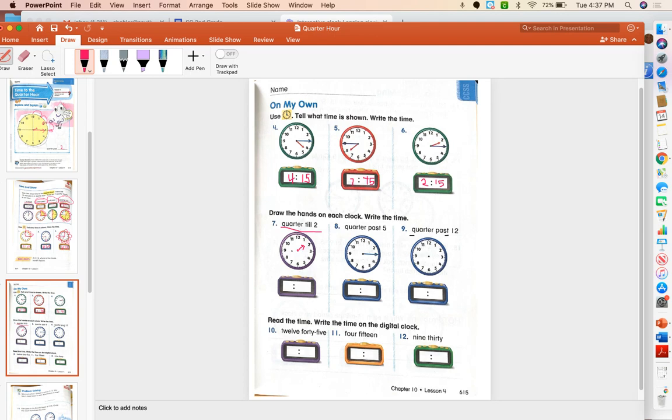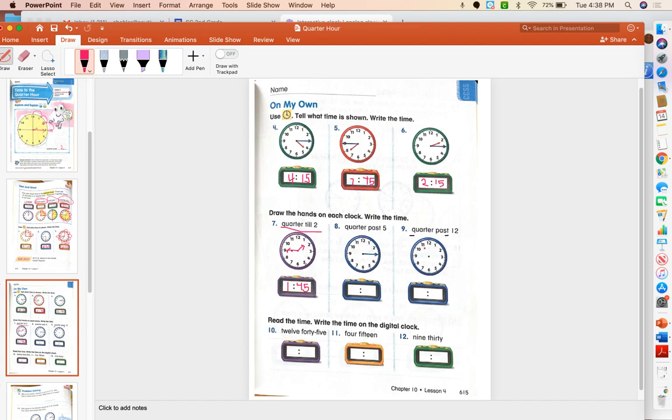And the quarter till, remember, quarter till means that our minute hand is going to be pointing to the 9. So what time does that clock say? What hour are we in? We're in the 1 o'clock hour. 5, 10, 15, 20, 25, 30, 35, 40, 45. That's right. I remember every time that we see the number 9, it is 45. So our time is 1:45 or quarter till 2.